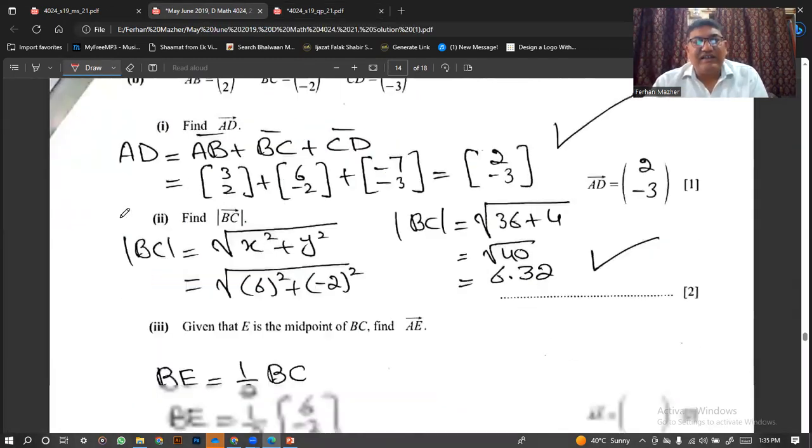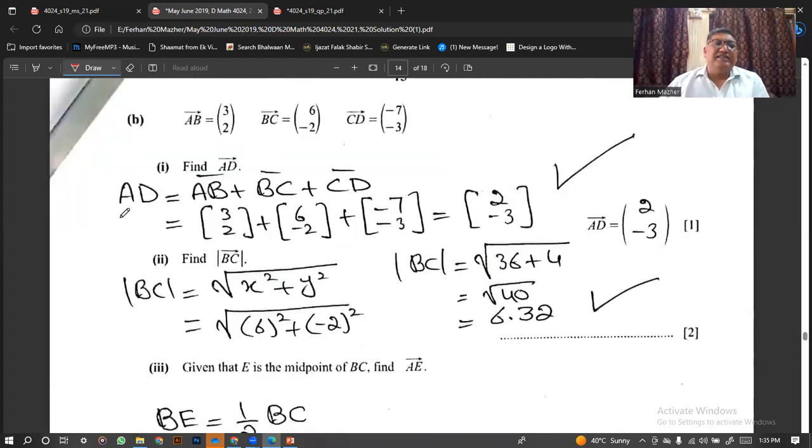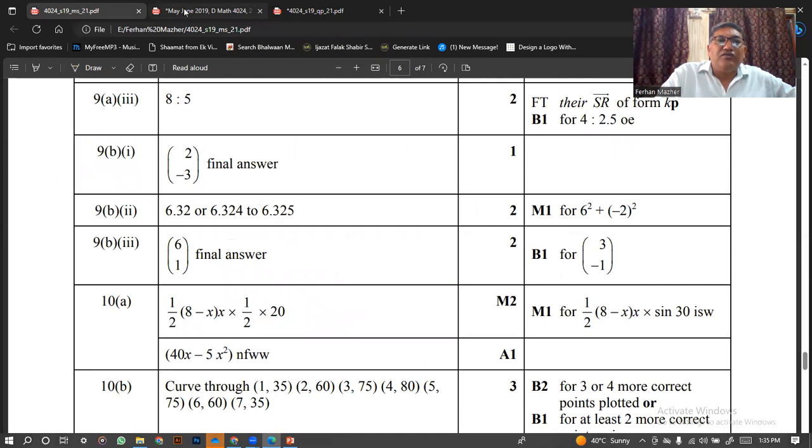The method is very simple. The BC determinant will be equal to a square root, and under the radical we will have x square plus y square. So that will be the square root of 6 square plus minus 2 whole square, square root on all of them. And that will be 36 plus 4 under a radical sign. So you will have the square root of 40, and that will be 6.32. The BC length will be 6.32. 6.32 is the answer.